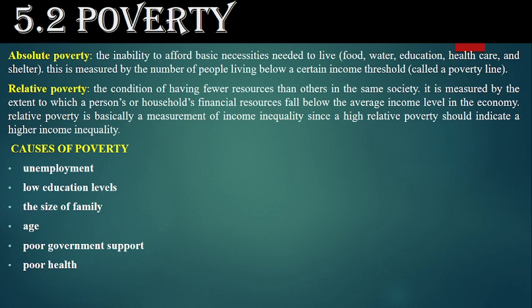So what are the causes of poverty? Unemployment, low education levels, the size of the family. If you have a larger family and only one person earning money, it would be a huge burden on his shoulders, and ultimately this family will face poverty. Then age. If you are, let's say, 60 to 65 and unable to fulfill the needs of your family, and unfortunately you don't have another person who can take your place within the family, what do you have to do? Age will be another cause of poverty.